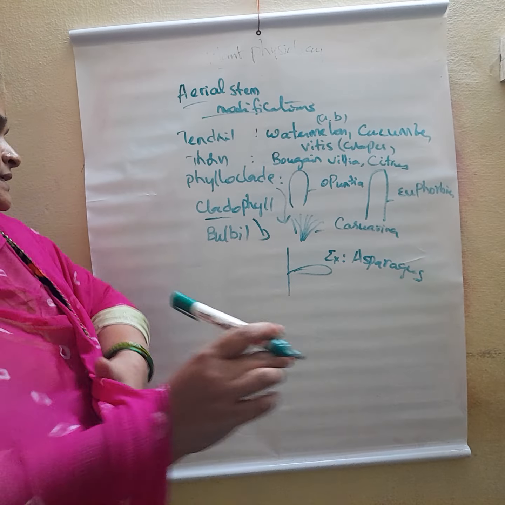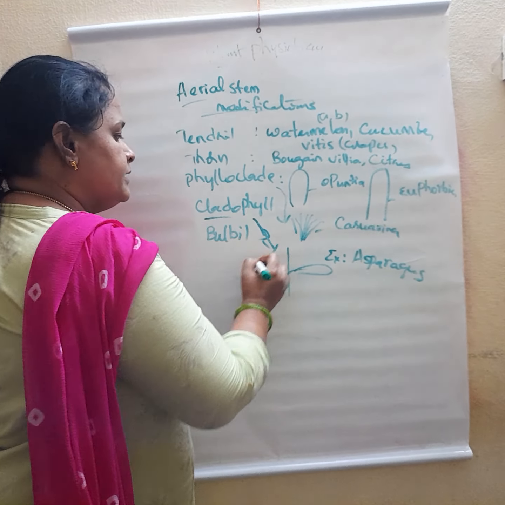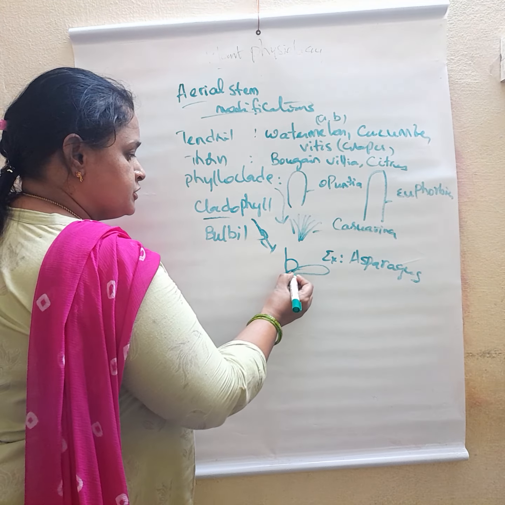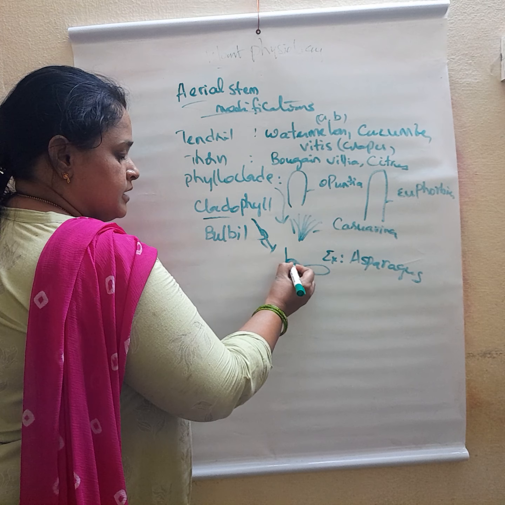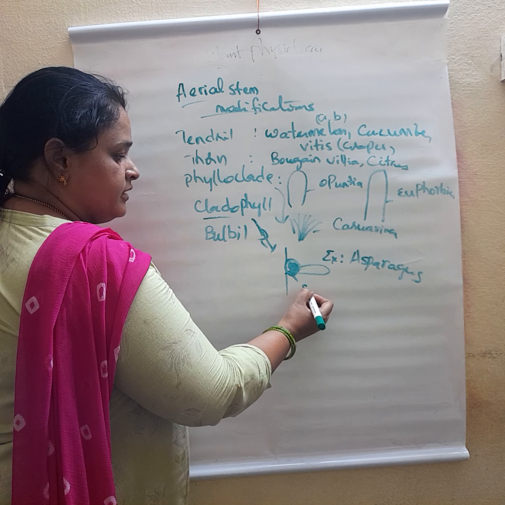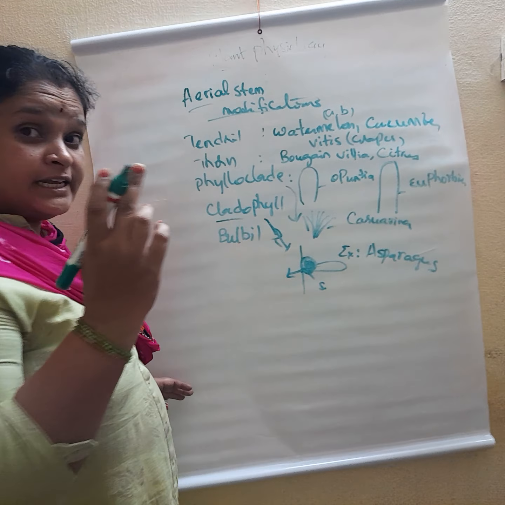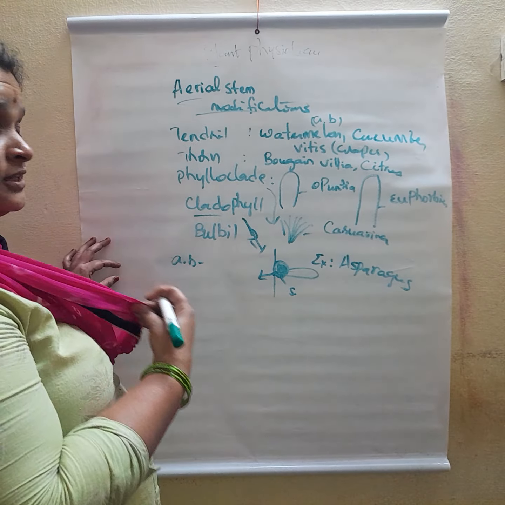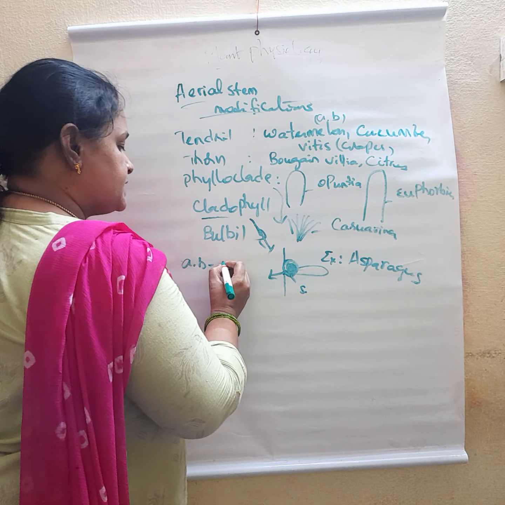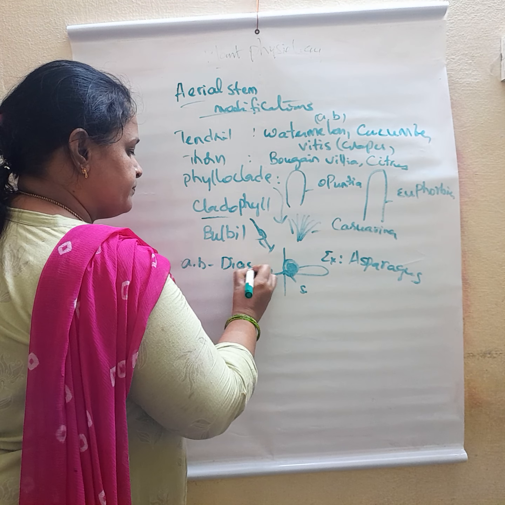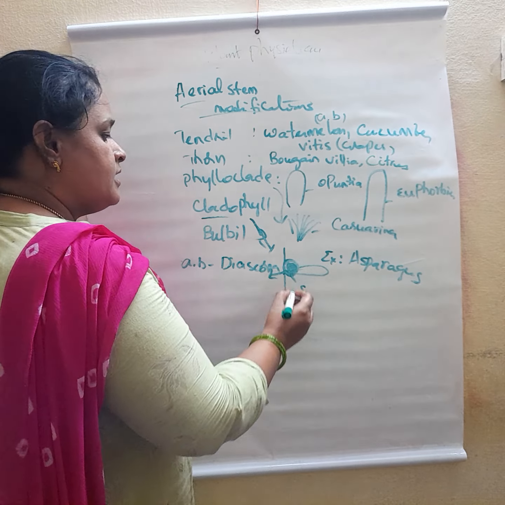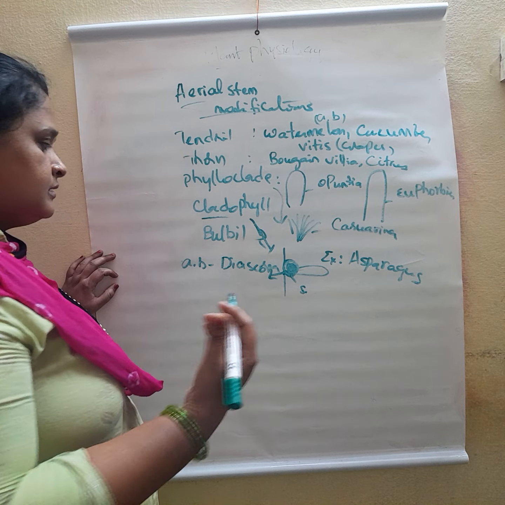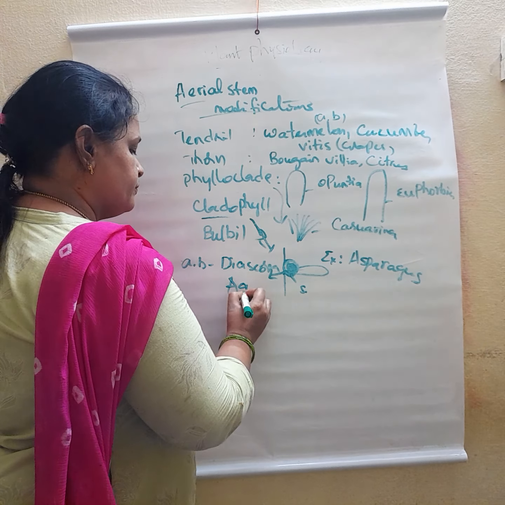Okay, right. Next, bulbil. What is meant by bulbil? Actually, in some plants, the axillary bud turns into a bulb-like structure and stores food material. I said the axillary bud turns into a bulb-like structure, that is called a bulbil. Example is Dioscorea. Sometimes the terminal bud becomes a bulb-like structure, example is Agave.